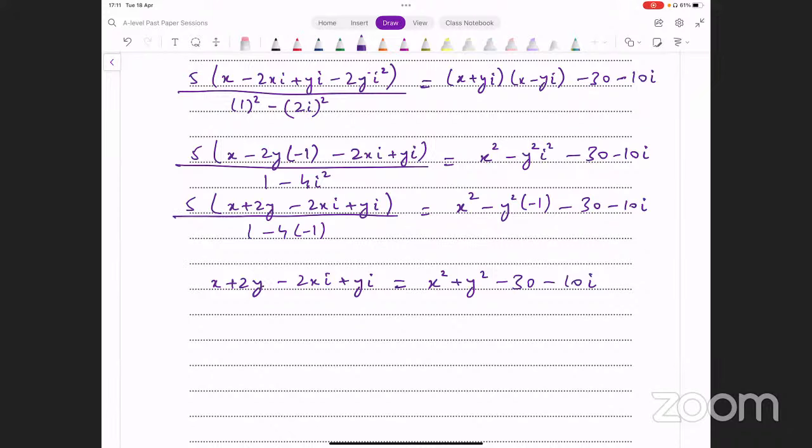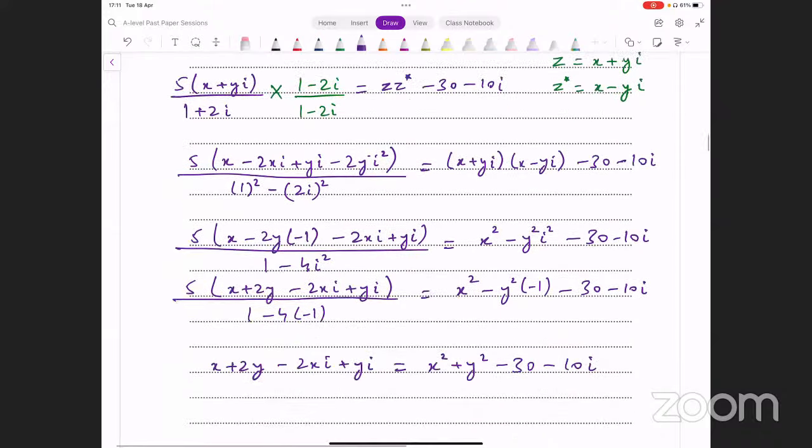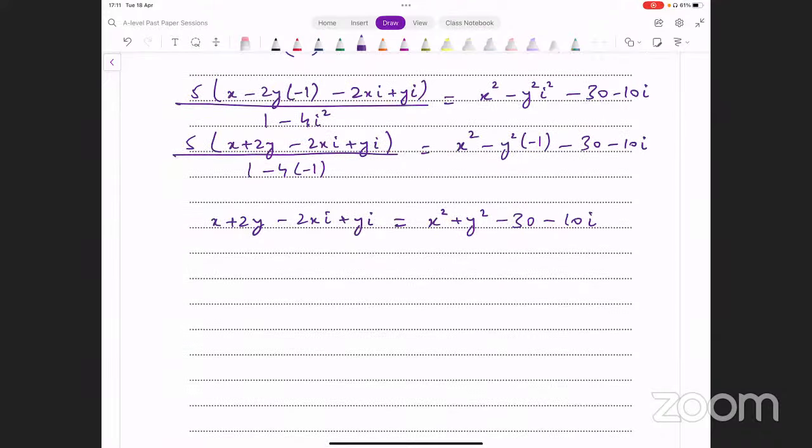And now I need to think about how to find the values for x and y. This is a 5-mark question, so it still requires some working. आपके पास एक कॉम्प्लेक्स नंबर आ रहा है लेफ्ट साइड के ऊपर, एक कॉम्प्लेक्स नंबर आ रहा है राइट साइड के ऊपर. If two complex numbers are equal, their real parts have to be equal and their imaginary parts have to be equal. अब लेफ्ट साइड पे रियल पार्ट क्या है? लेफ्ट साइड पे रियल पार्ट हमारे पास आता है x plus 2y. This is the real part. Any term that does not have an iota in it, that's real.